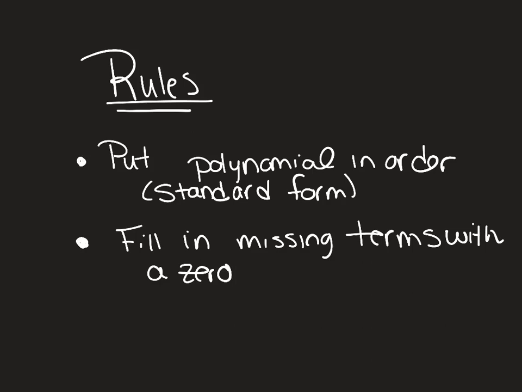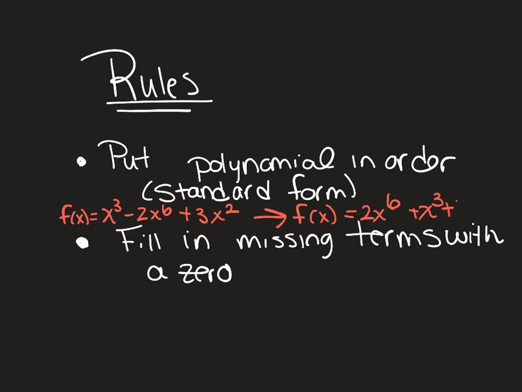So if I was told f of x equals x to the 3rd minus 2x to the 6th plus 3x squared, that's not in order. You would have to rewrite it with 2x to the 6th as the biggest power, then the x cubed, then the 3x squared.